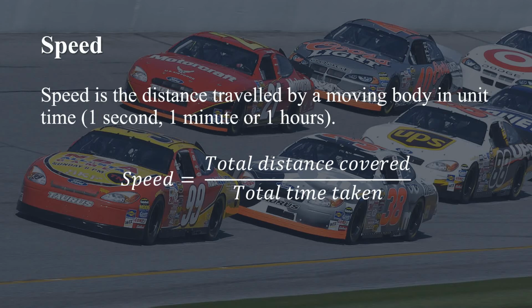Now let us understand the term speed. Speed is the distance traveled by a moving body in unit time, 1 second, 1 minute or 1 hour. In other words, we can write a formula for speed: Speed equal to total distance covered upon total time taken.